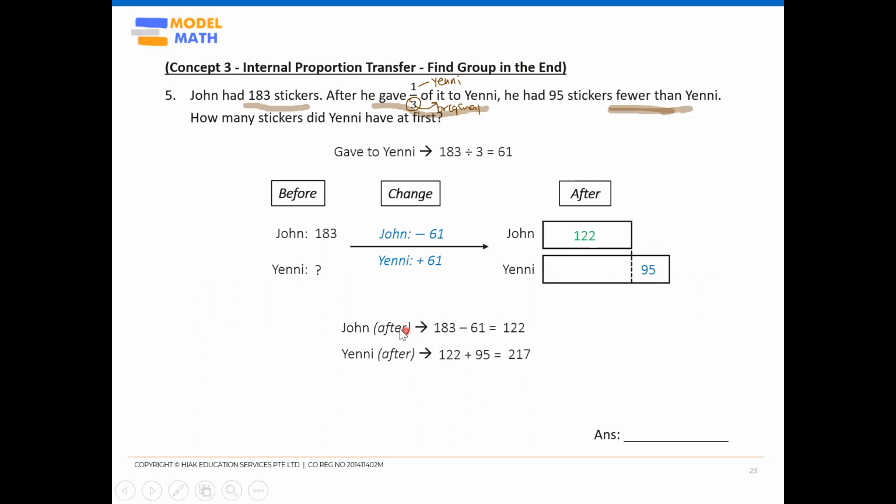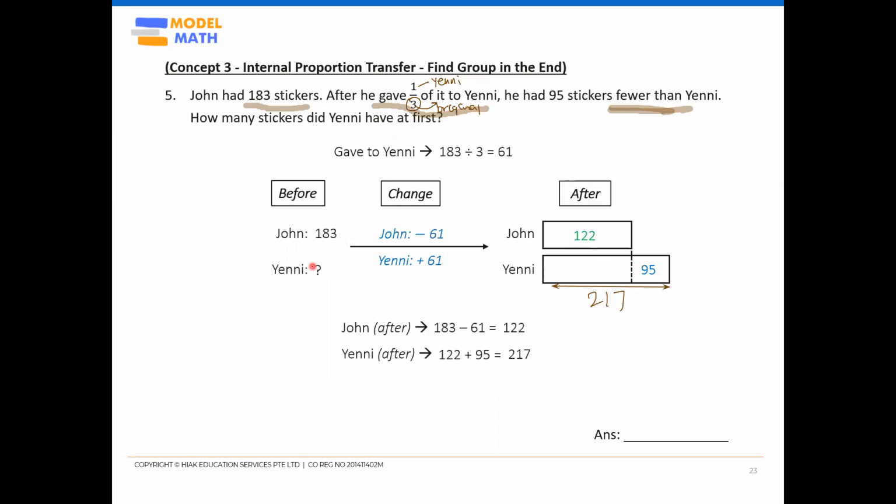So I'll strongly suggest everyone to label the steps, okay? Because when you do before after questions, your value must be clear. You must be clear, is it referring to the before or is it referring to the after? And somehow you have 2 people involved. So Yenni's after I know is 217 now. Okay, so this whole stretch is 217. And if you read the question, they say Yenni at first. They want Yenni at first. So yes, you have Yenni's after.